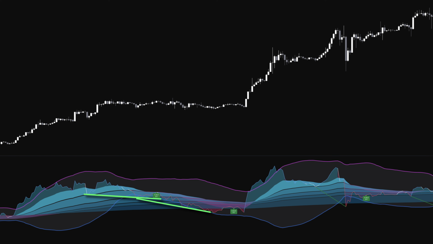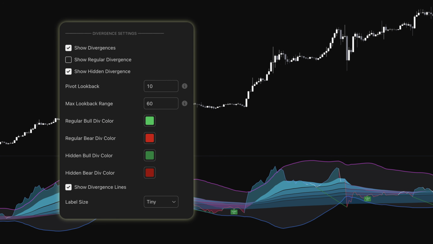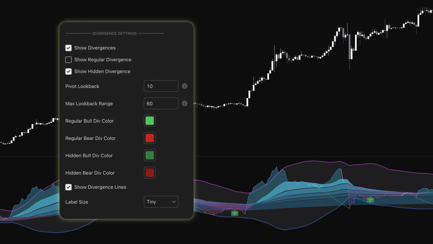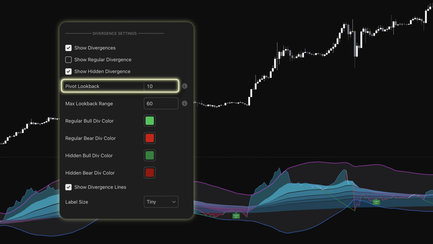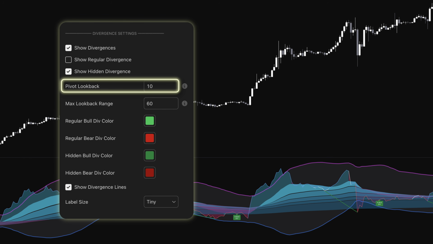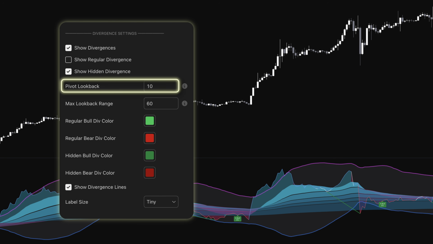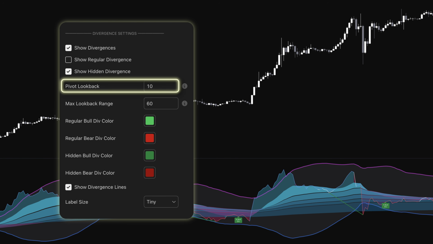When divergence lines are enabled, each detected divergence is marked with a label and a connecting line drawn across the two RSI pivot points involved. Several inputs give precise control over detection sensitivity. Pivot lookback sets how many bars on each side must be lower or higher for a point to qualify as a pivot. A higher value produces fewer but more significant pivots.